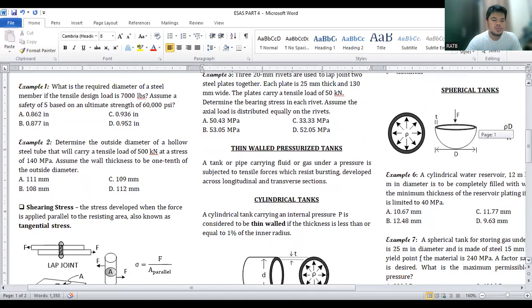For number 2, you have to determine the outside diameter of a hollow steel tube. Outside diameter means this is circular in cross-sectional area. The hollow steel tube will carry a tensile load of 500 kilonewton at a stress of 140 megapascal, assuming the wall thickness to be 1/10 of the outside diameter. Can you take note now of the given?